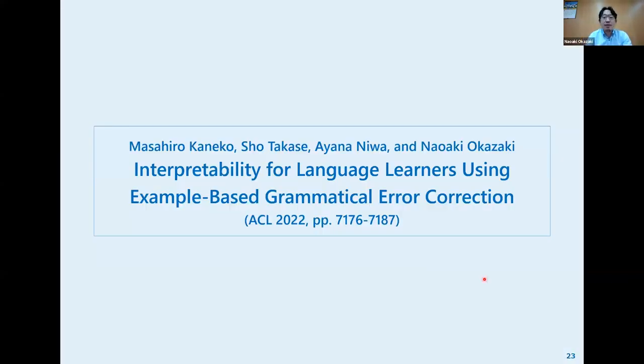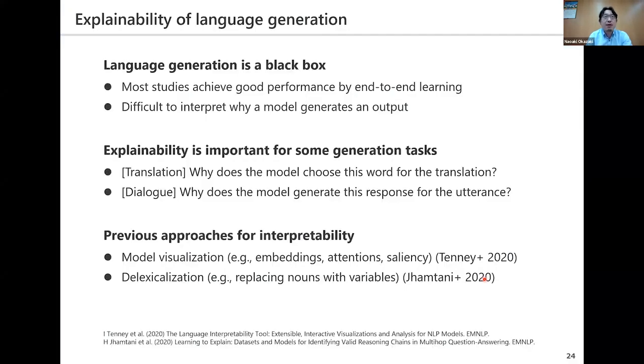Okay, so we came to the last part. And this is the work for explainability of language generation. As I explained before, language generation is a black box. So most studies achieve good performance by end-to-end learning with huge supervision data and model parameters. For this reason, it is difficult to interpret why the model generates an output.